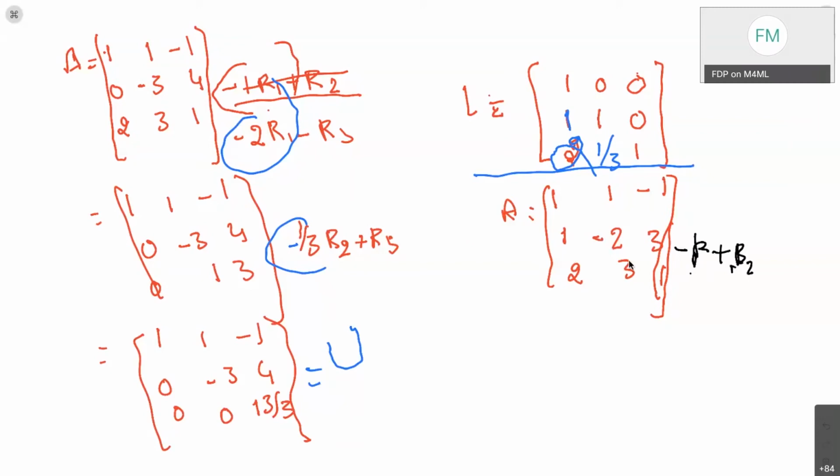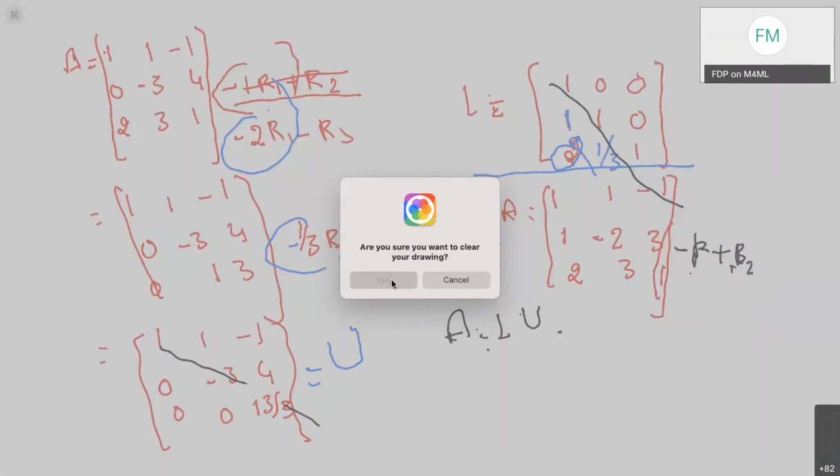Okay. So this is clear again, right? You have obtained a U and you have obtained an L. So now you have A equals LU. You have decomposed A into L and U. I'll just rewrite the same thing. So you have 1 0 0, 1 1 0, and then 2, minus 1 by 3, 1.